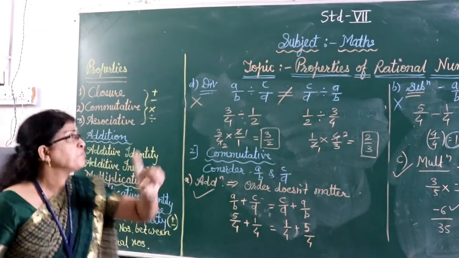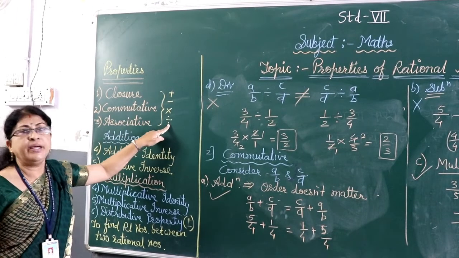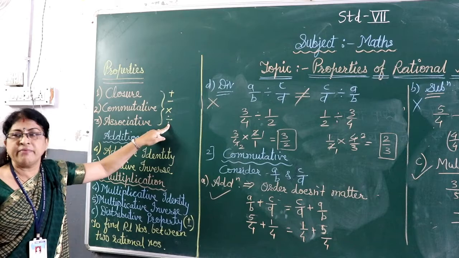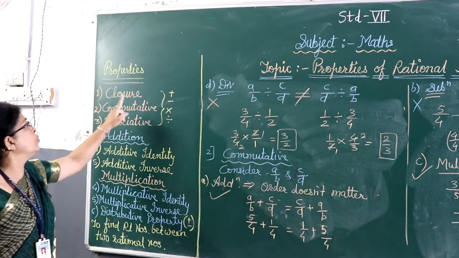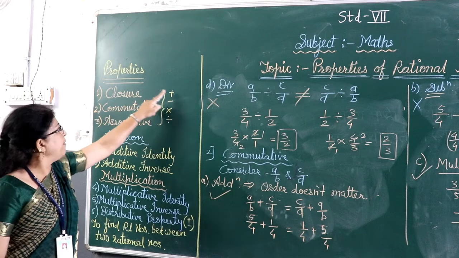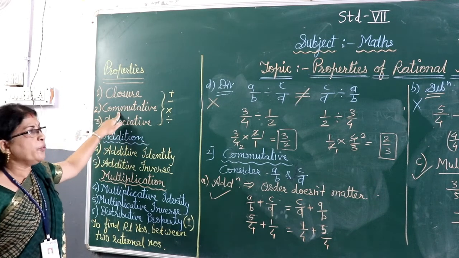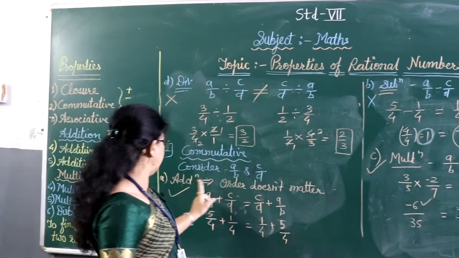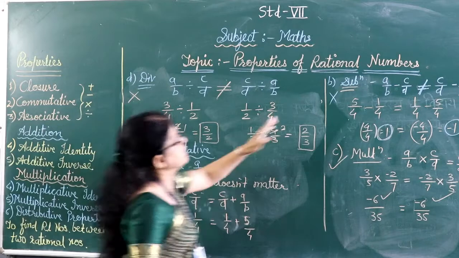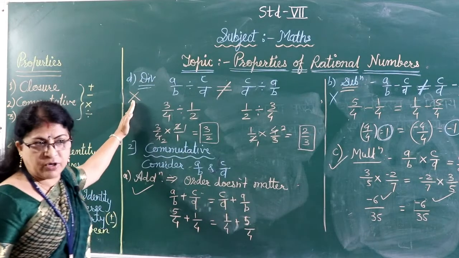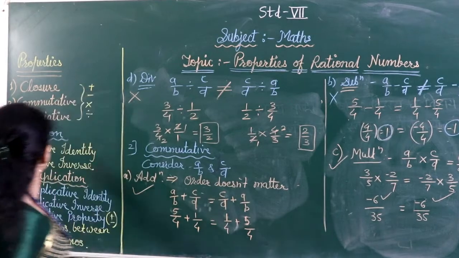Once again I am repeating. Closure property we can apply for all. Means when we add, subtract, multiply, divide any two rational numbers, whatever result comes, that is also closed. Right? So this property is applicable for all. Then second property we saw, commutative. Commutative property holds true only for addition and multiplication. We cannot apply it for subtraction and division. For subtraction and division it doesn't hold true. Right? Now let's come to the next property, third property.